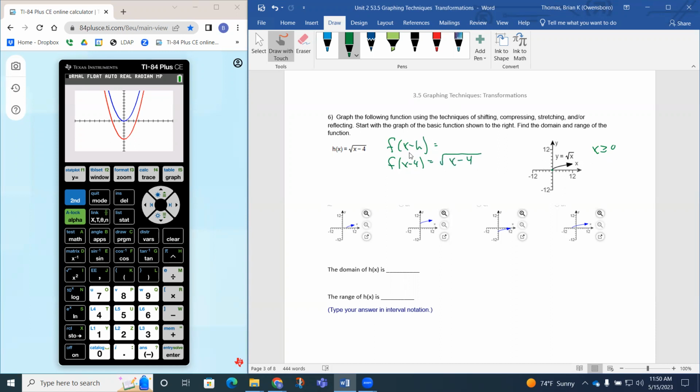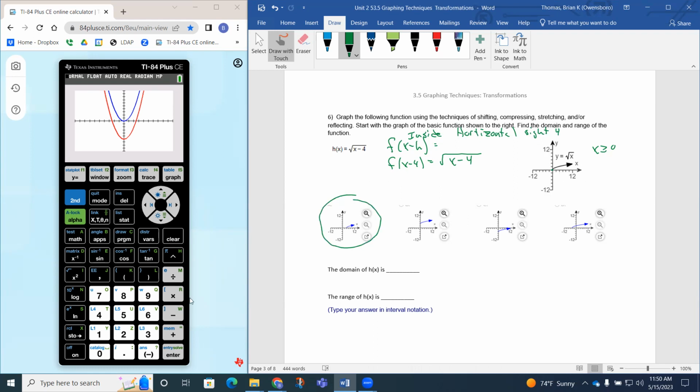So if it's inside, if you will, since this is inside the function, this is going to be considered a horizontal shift. And since it's a minus 4, we have to think backwards. It's going to actually go to the right 4. So our graph of the parent function should be moving to the right 4. So the one that best mirrors this is this first graph.